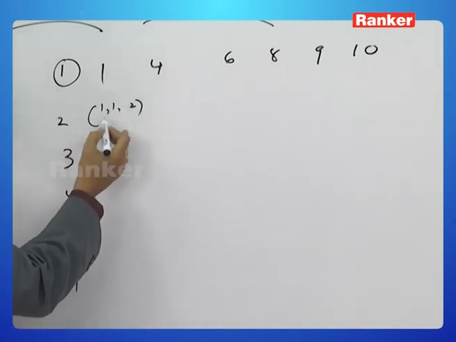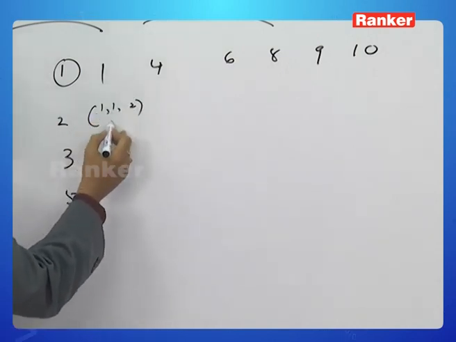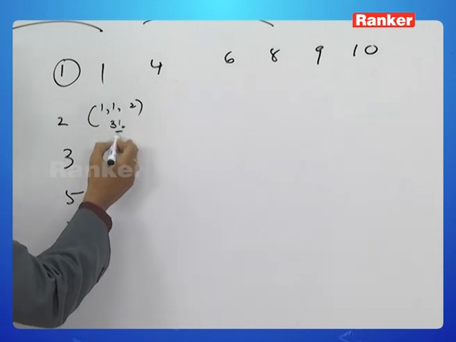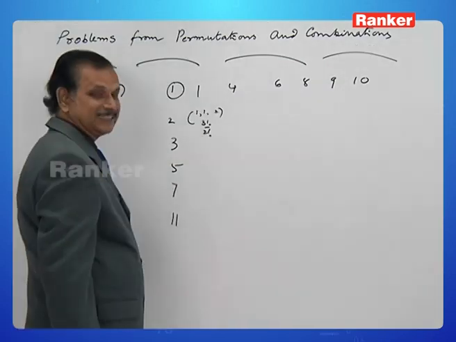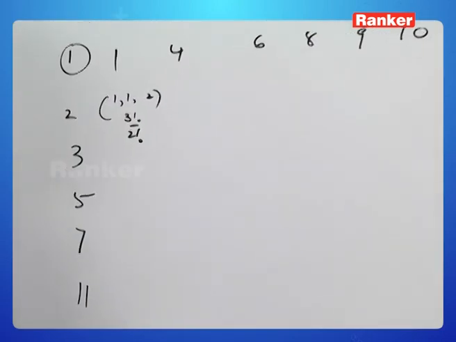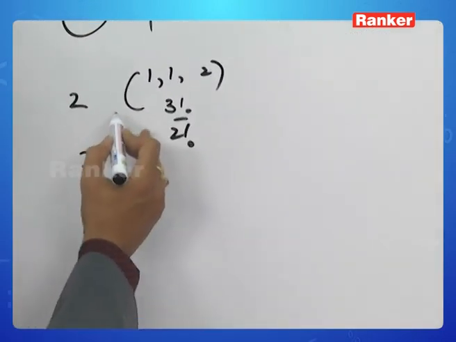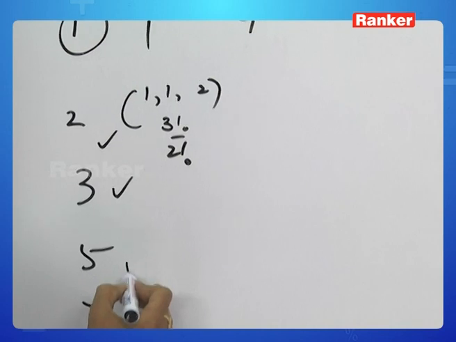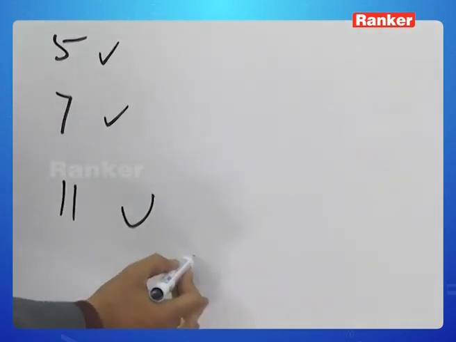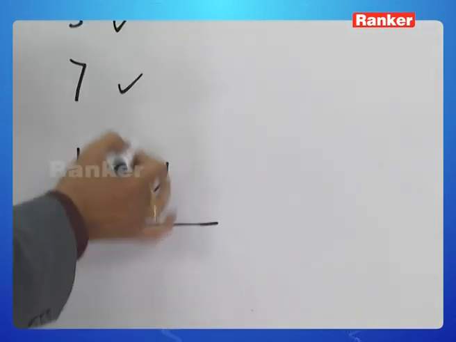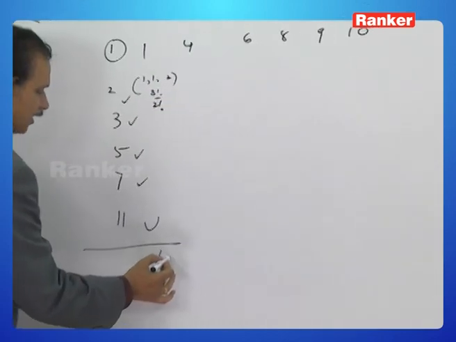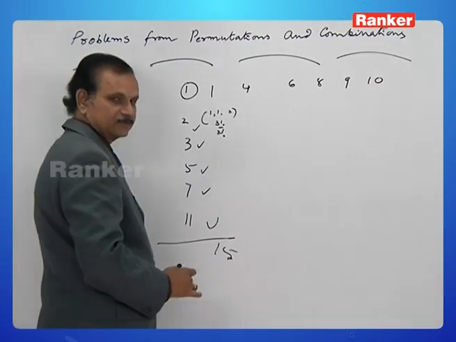How many ways can they be arranged? 3 factorial by 2 factorial, that is 6 by 2. That is how many ways? 3 ways. Here 3 ways each for the five primes. How many total? 1, 2, 3, 4, 5. 5 threes are 15 ways.